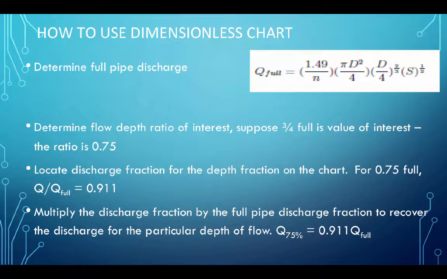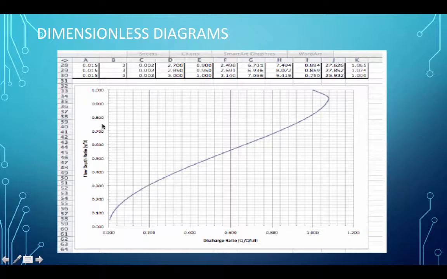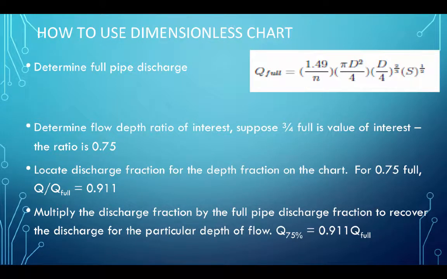The ratio is 0.75. We go to the chart and we want to locate the discharge fraction for the depth fraction on the chart. So for example, for 0.75 full, the Q to Q full ratio is 0.91. So for 0.75 full, come over here, and we're at 0.91. Then we multiply the discharge fraction by the full pipe discharge to recover the discharge for a particular depth. Thus, the Q at 75% full is 0.91 Q full.